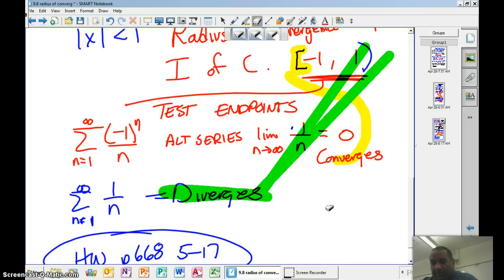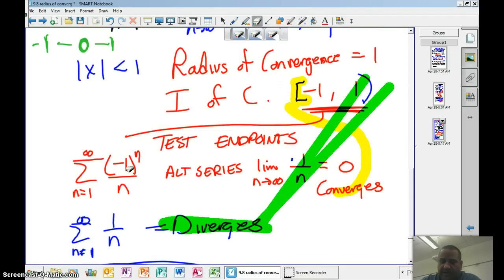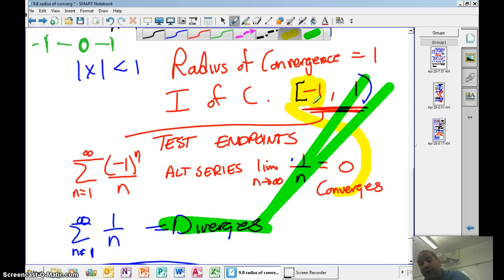So we're going to test the endpoints. So I'm going to test 1 and -1. All right? So I test -1 into this, and this now looks like an alternating series, and it converges. So -1 is a convergent one. So we close the endpoint. However, if I put in 1, now it's not an alternating series, it's a harmonic. Harmonics diverge. So only -1 gets it.